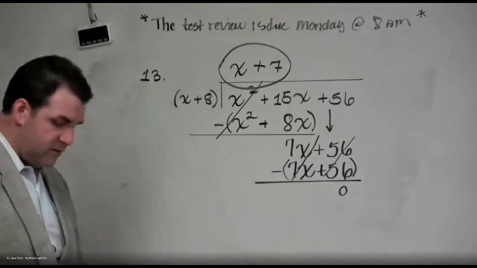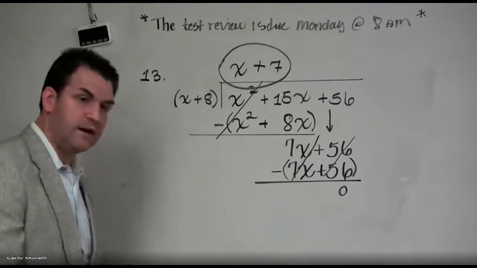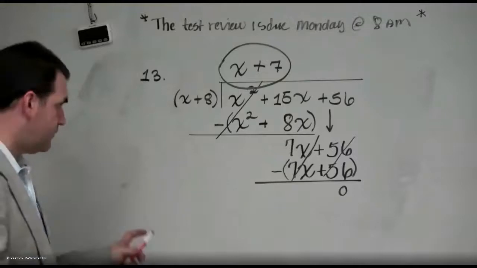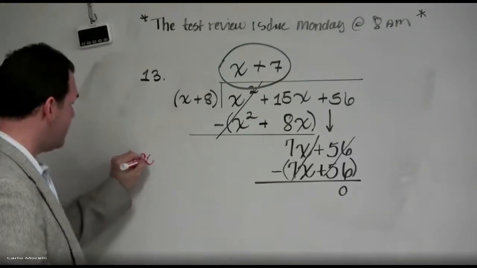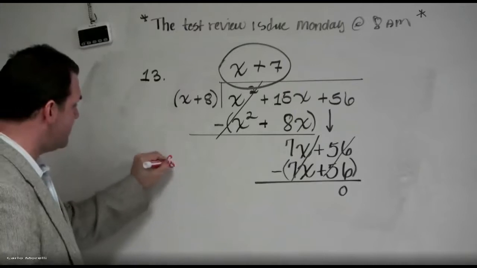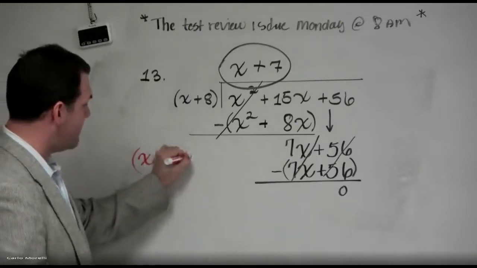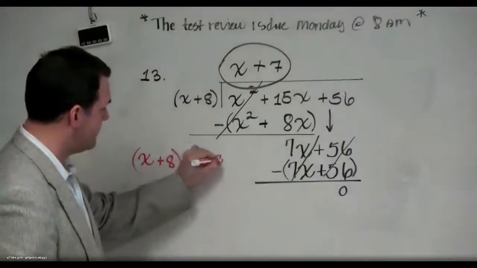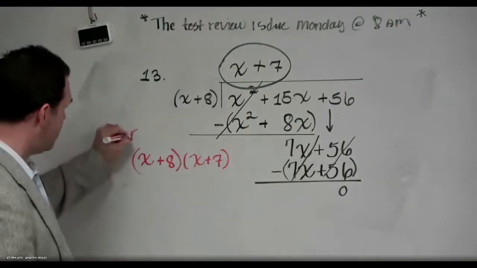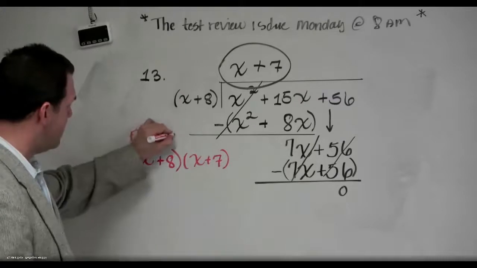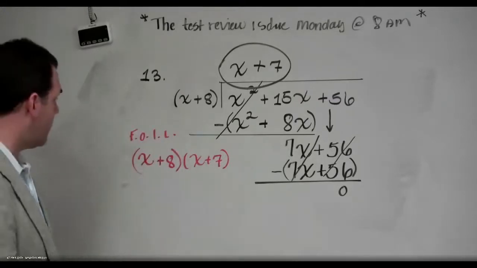Okay, now we don't quit right there. At least we shouldn't. What you should check to make sure you did this right is write (x + 8)(x + 7). And then you need to use FOIL. First, outer, inner, last, to quickly check your work.